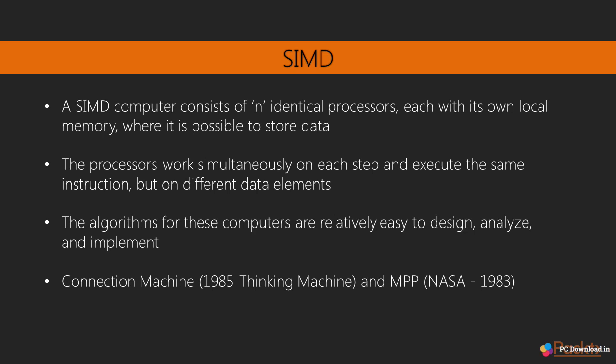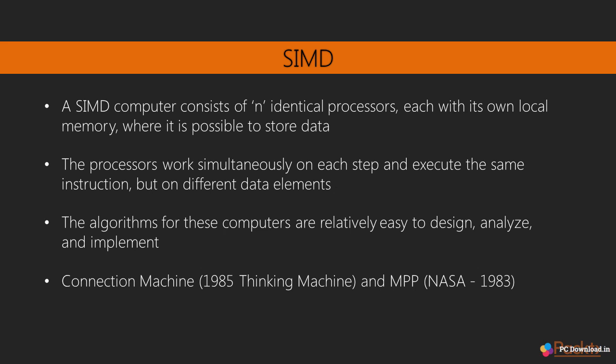An SIMD computer consists of N identical processors, each with its own local memory, where it's possible to store data. All processors work under the control of a single instruction stream. In addition to this, there are N data streams, one for each processor. The processors work simultaneously on each step and execute the same instruction, but on different data elements. This is an example of data-level parallelism.